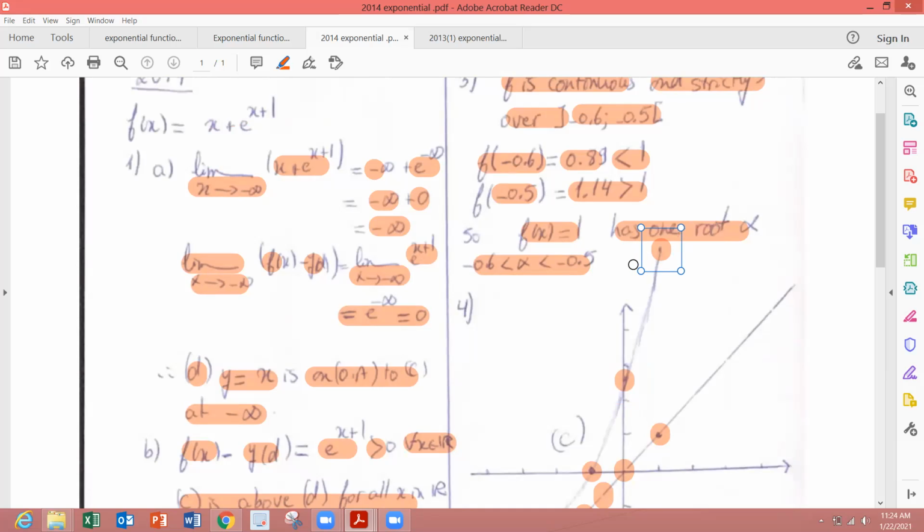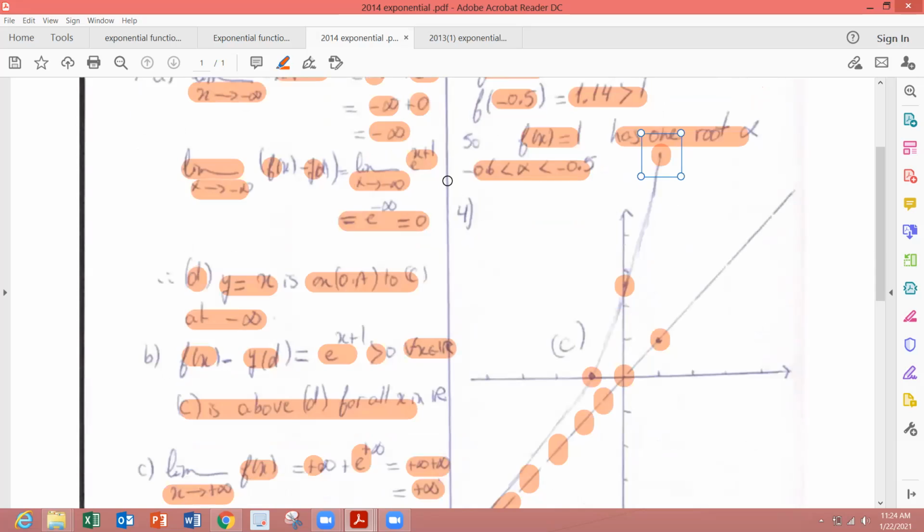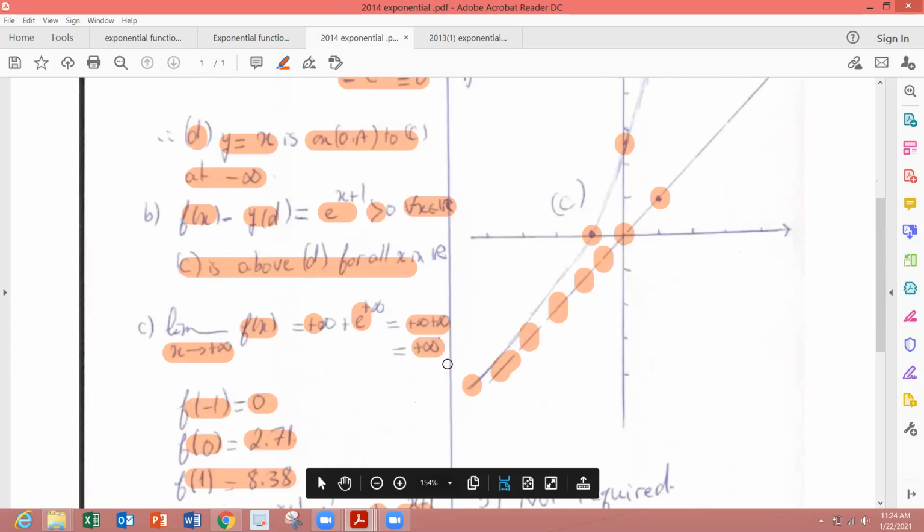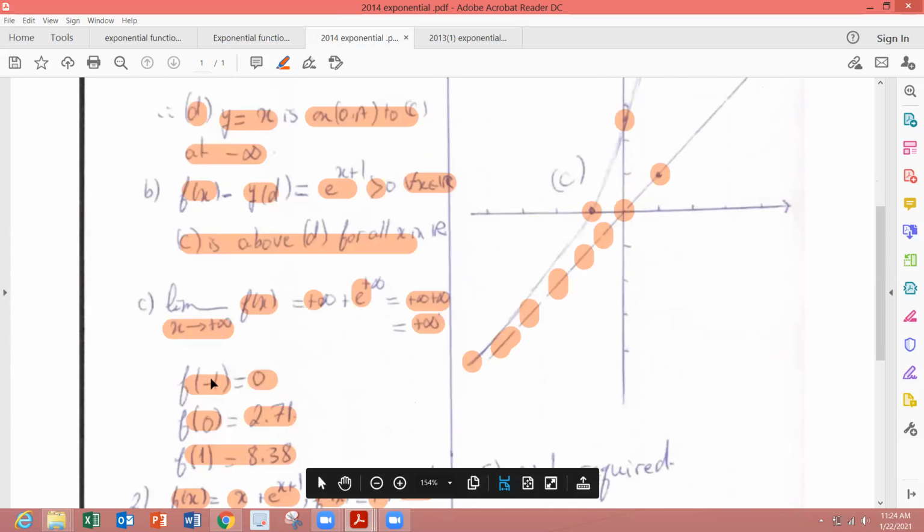F of minus 1 and the particular points. F of minus 1 is 0. At 0, 2.7. At 1, 8.3.